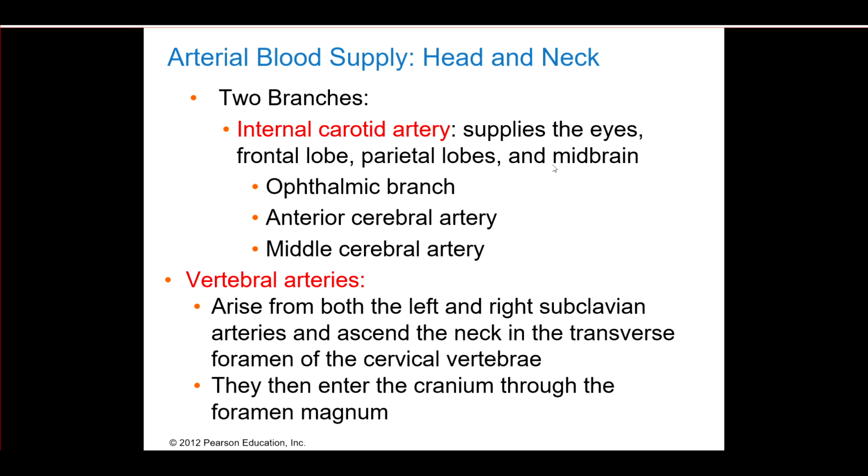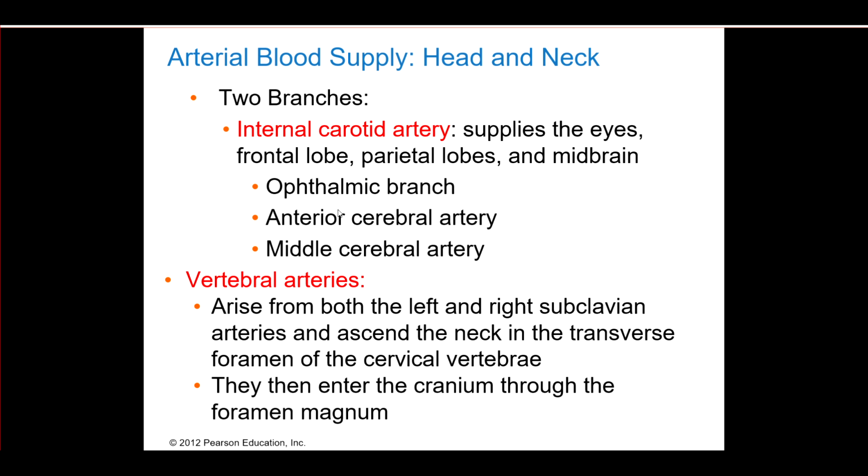So it turns out there's three branches. The branch that's going to go to the eyes is the ophthalmic branch. The one that's probably going to go to the frontal lobe is the anterior cerebral artery. And then the one that's going to go to the parietal lobes as well as the midbrain is the middle cerebral artery. We're going to look at these in great detail on the next lesson.